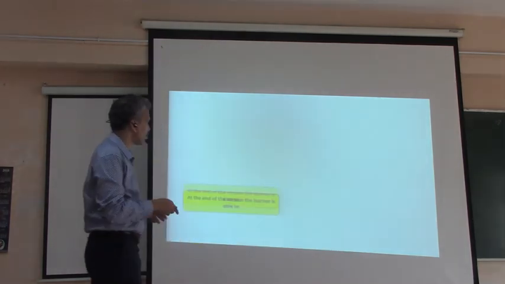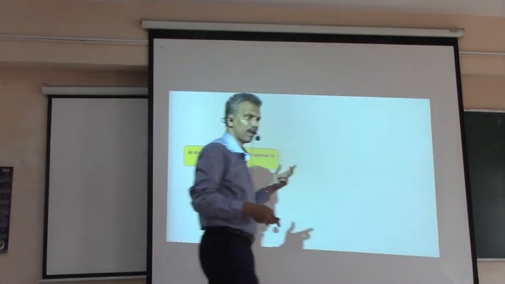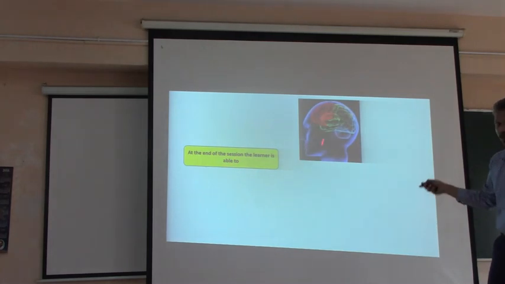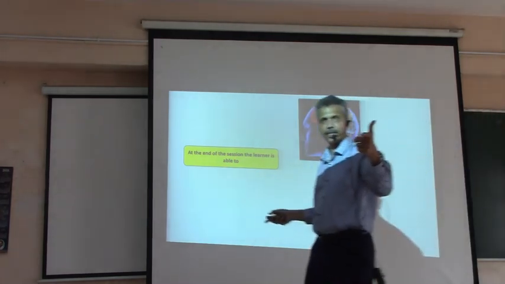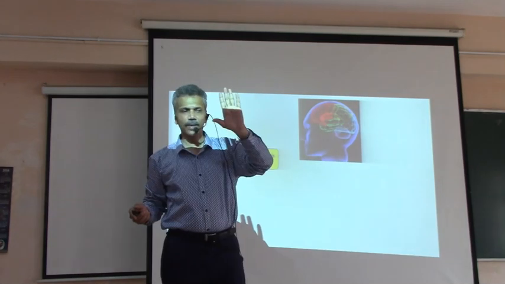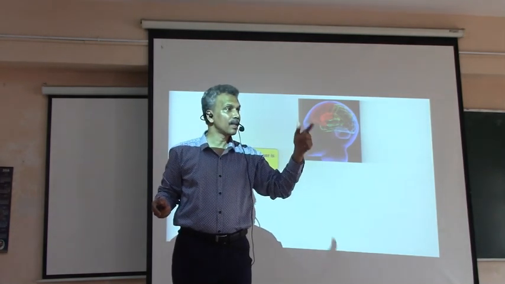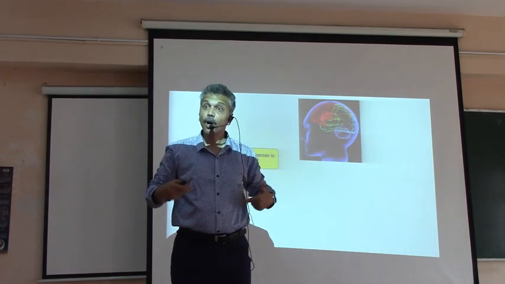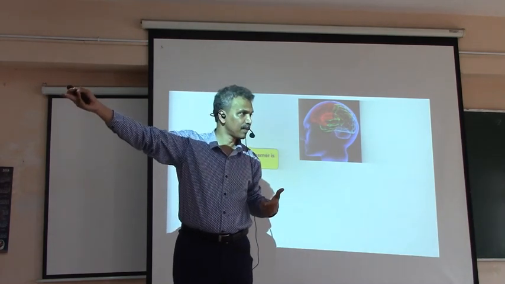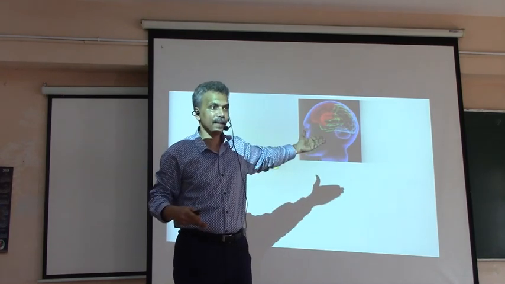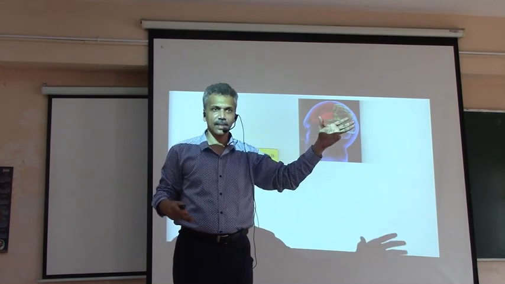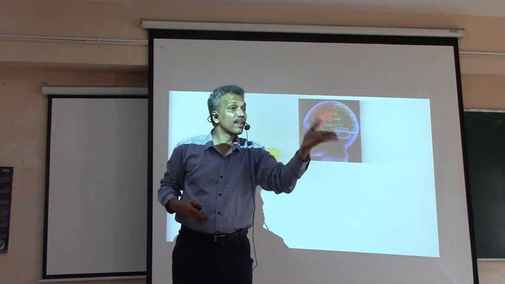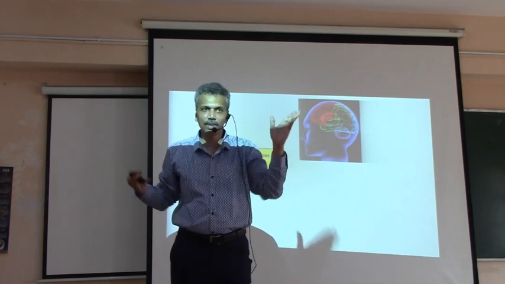Before we close, a small recap of what was done. At the end of the session, the learner is able to describe the mind symptoms of Baryta. Please don't forget the keyword. What is that keyword? Dwarfism. Dwarfism of mind and dwarfism of the organs or body. Either is. Then you can start applying. How are they? Shy, timid, foolish.